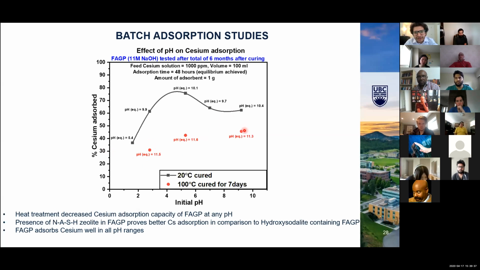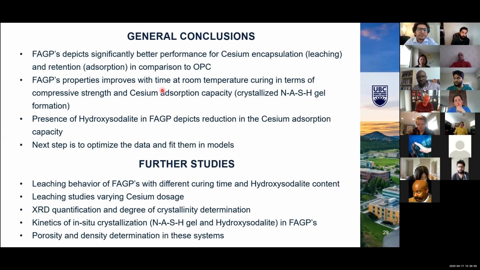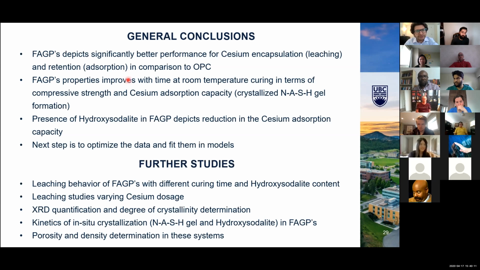So even with presence of hydroxysodalite within the material, we are seeing that we are going towards the basic reason. The cesium adsorption is increasing from 30 to almost between 30 to 60%. But for the geopolymer with some amount of crystallized NaSH phase, the performance is even better. So the general conclusion that can be drawn from here is that FAGP is showing significantly better performance for cesium encapsulation as well as adsorption of cesium.